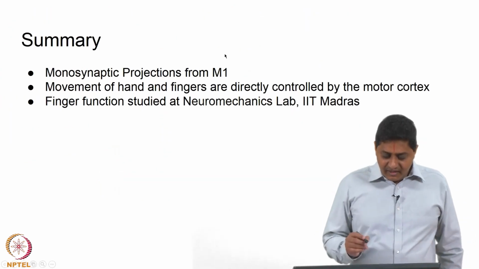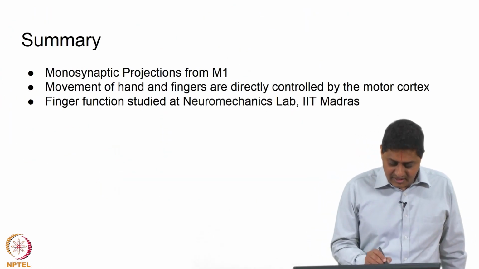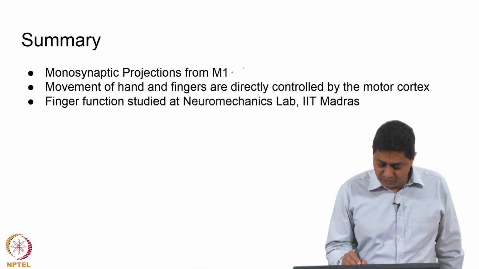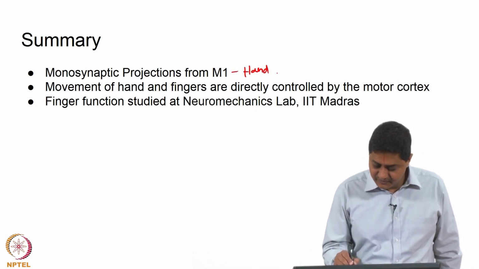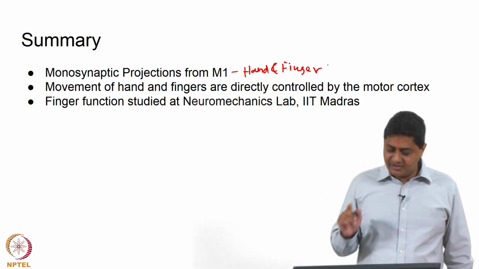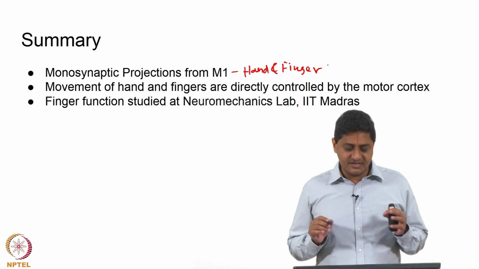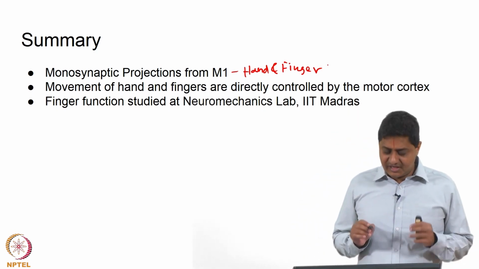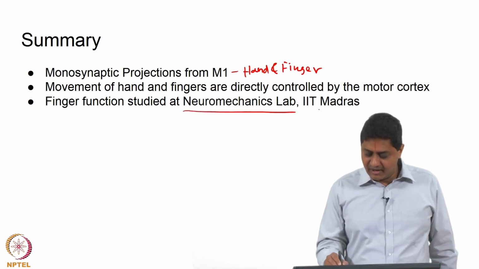So, in summary, we say that there are monosynaptic projections from M1 to the hand and finger muscles, and movement of hand and fingers are directly controlled by the motor cortex, which is the reason we study finger function and hand function at the Neuromechanics lab at IIT Madras.